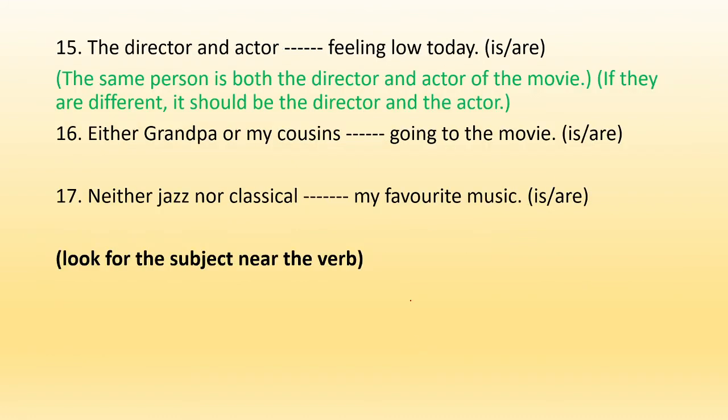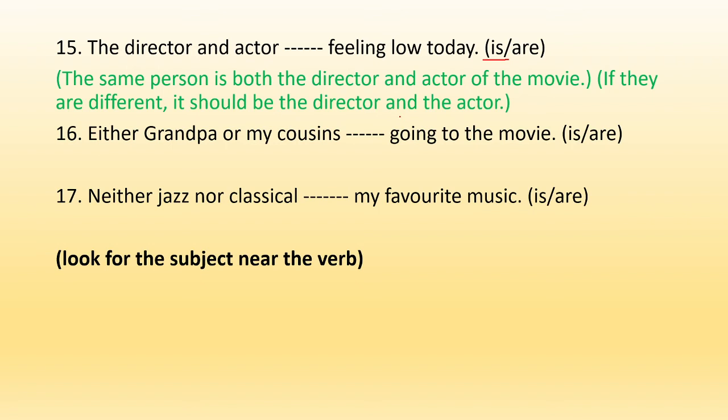Now next, the director and actor dash feeling low today. Now in this case, again there are two things or two subjects. They are joined by and, so they should become plural. But they are talking about a single person. Because if it had been the director and the actor, then they would have been two different persons. But the director and actor refer to the same person. Therefore, again it is singular. So we will be using is. Is feeling low today. The same person is both the director and actor of a movie. If they are different, it should be the director and the actor, as I just said.